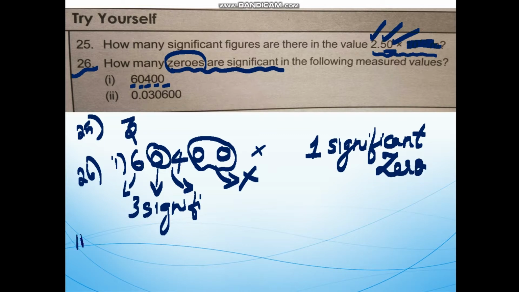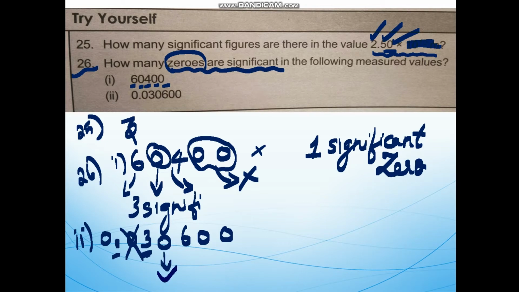Now let us see the second option. 0.03060. I said that the zeros between the decimal point and the non-zero digit are not significant. So this 0 is not significant, and this 0 is significant. It is significant because it is appearing between two non-zero digits 3 and 6, and all the trailing zeros, that is the zeros at the end after the decimal point, are significant. So these two zeros are significant.